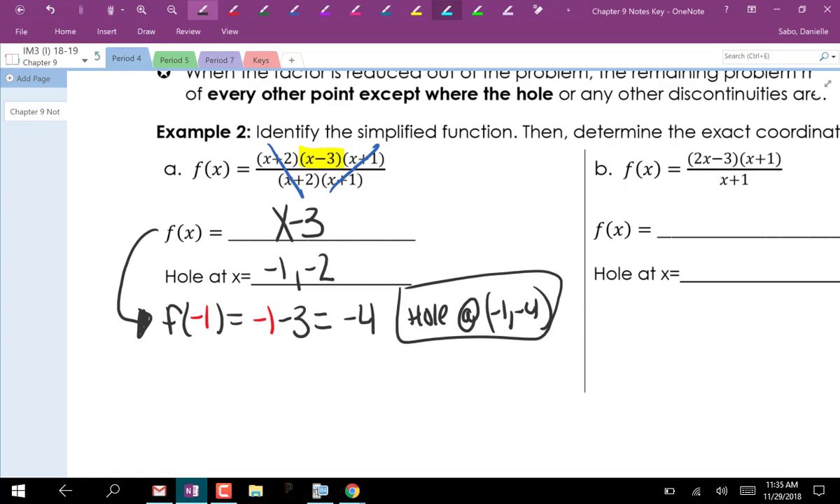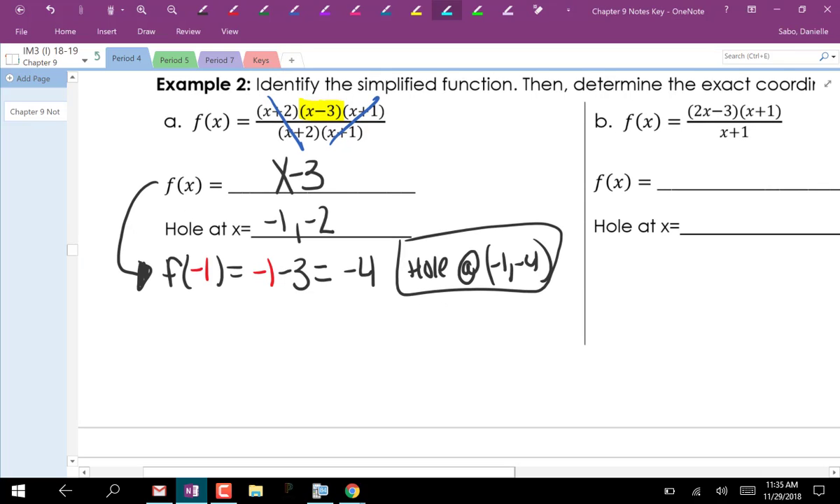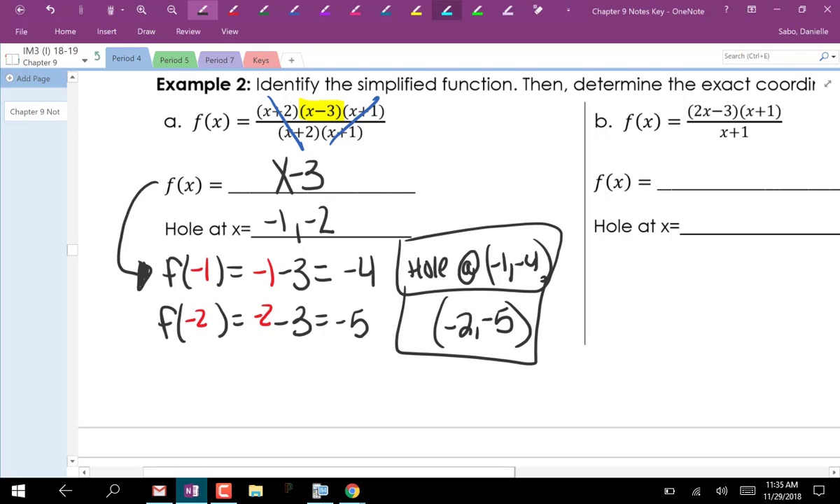We're going to do it one more time to practice because if you look, -1 is not the only one. We also have -2. So same thing in red. If you notice, I'm just changing it to a -2 instead. So I'm going to change this to a -2 because I'm plugging that in. So what is -2 minus 3? Very good. So I have a hole, and it is at (-2, -5). Okay?